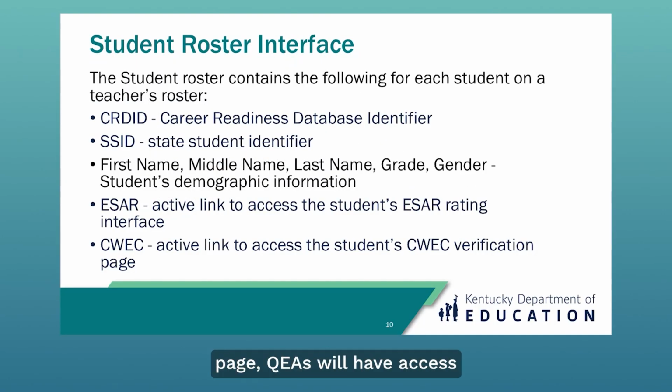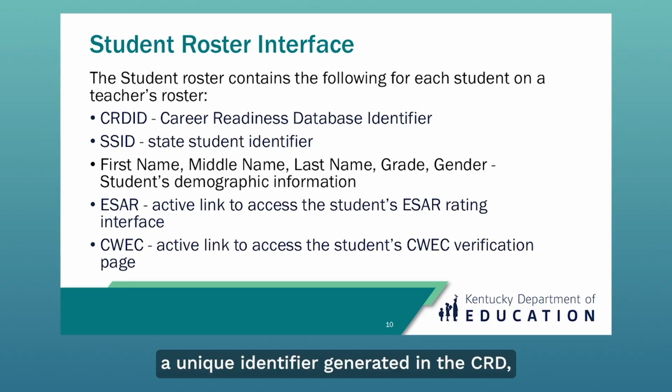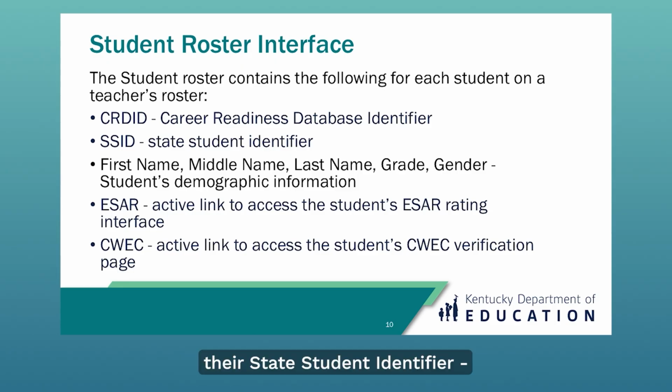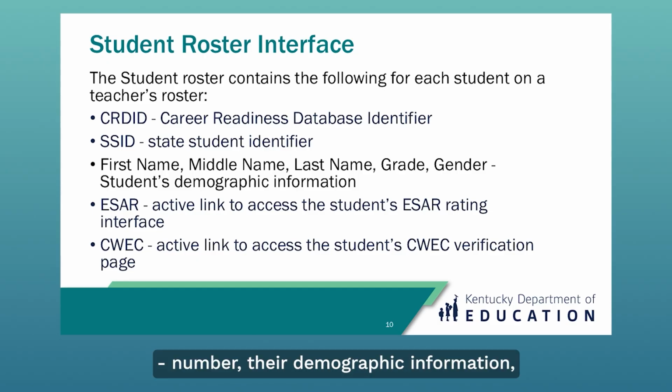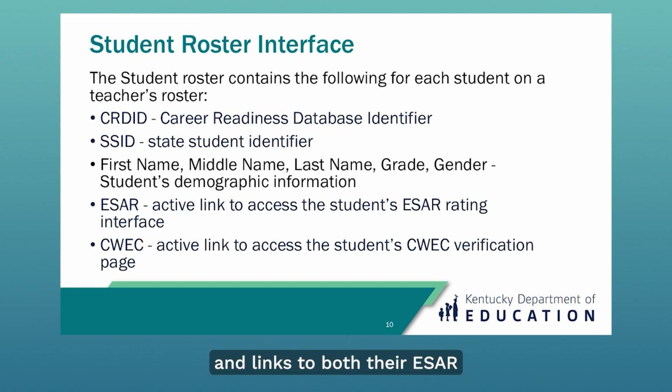On the student roster page, QEAs will have access to their students' information. For each student, the following information is available: the Student's Career Readiness Database Identifier, or CRDID, a unique identifier generated in the CRD, their State Student Identifier, or SSID number, their demographic information, such as name, grade, or gender, and links to both their ESAR rating interface and their CWEC verification page.